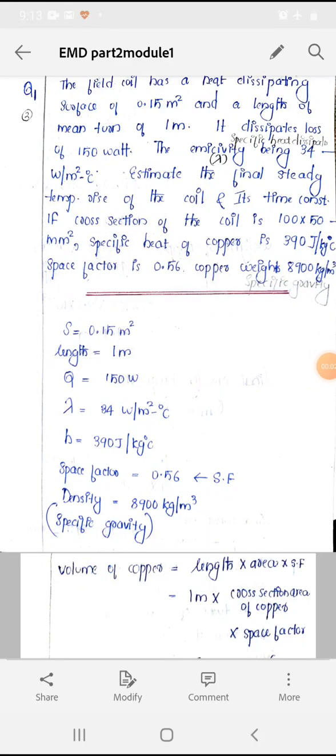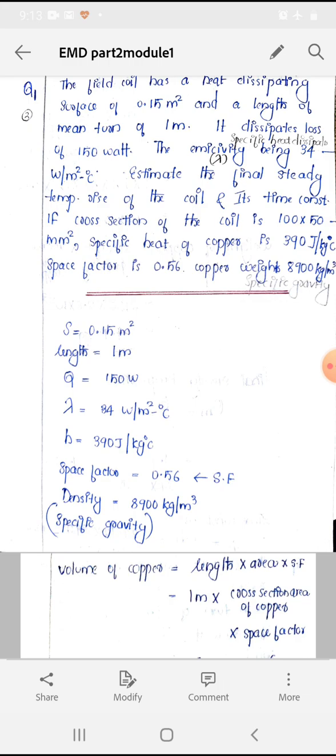We had studied the temperature rise-time relation of a machine under heating as well as cooling conditions. So now we have to deal with the problems relating to it. Before going to the problem, we need to know each and every term and also its units. So moving on to the first problem, it's a basic problem and it's very simple.